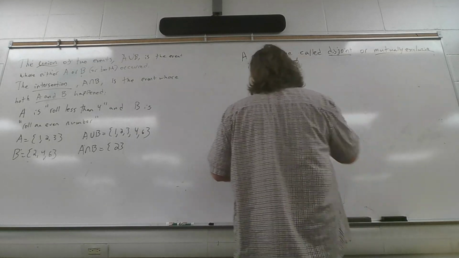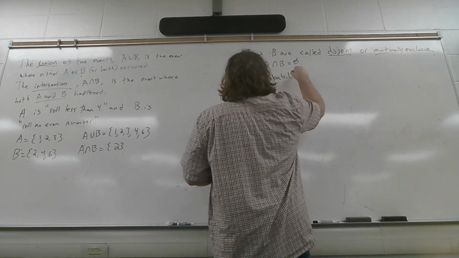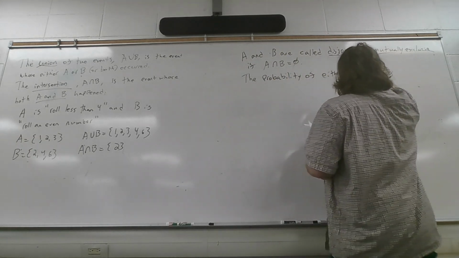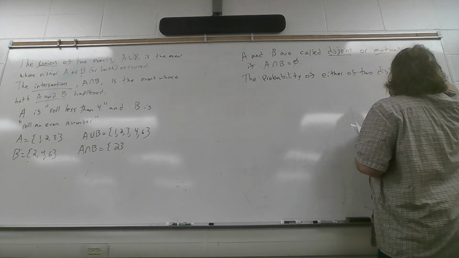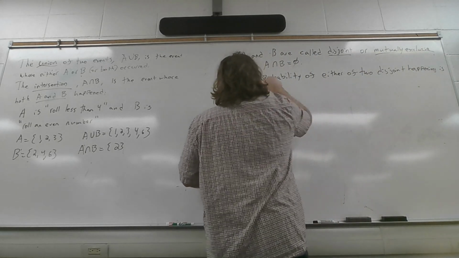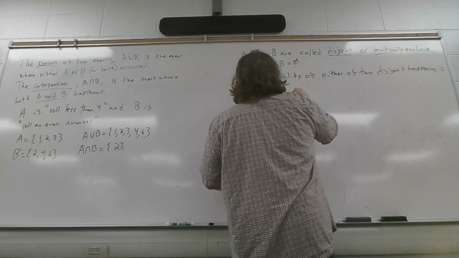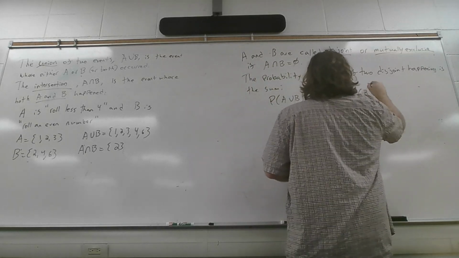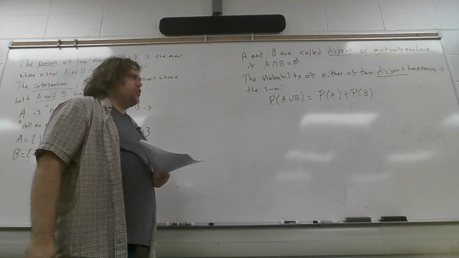But the probability of either of two disjoint events happening is the sum. So probability of A union B is the probability of A plus the probability of B. This is important. Disjoint. They have to be disjoint.